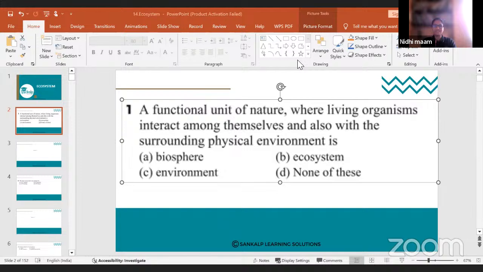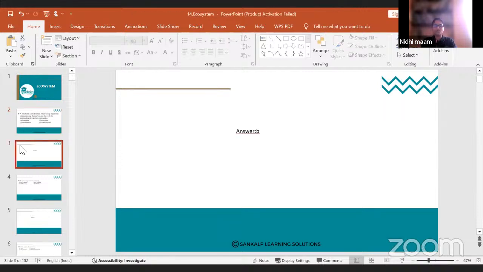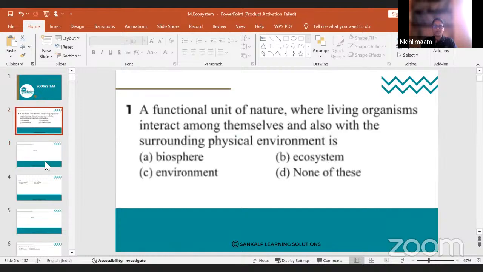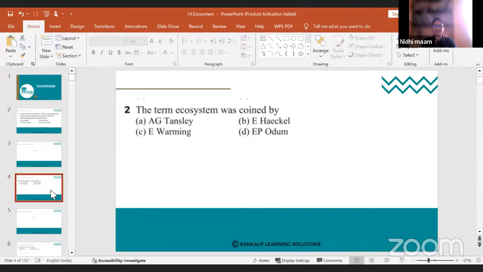Before that, I request everyone, please do attend the mock test series. Tasmiya Banu also answered it as option B. So let us check the answer here. Akash also answered it. The right answer is option B, that is ecosystem. Option B, ecosystem, is the right answer. Very easy question and quick responses.